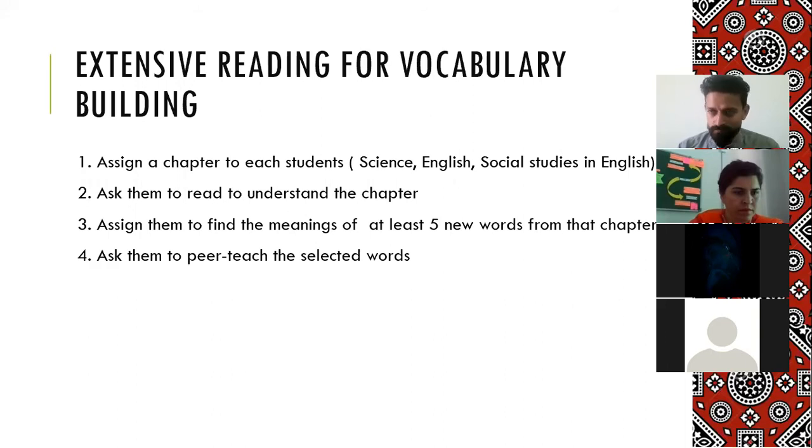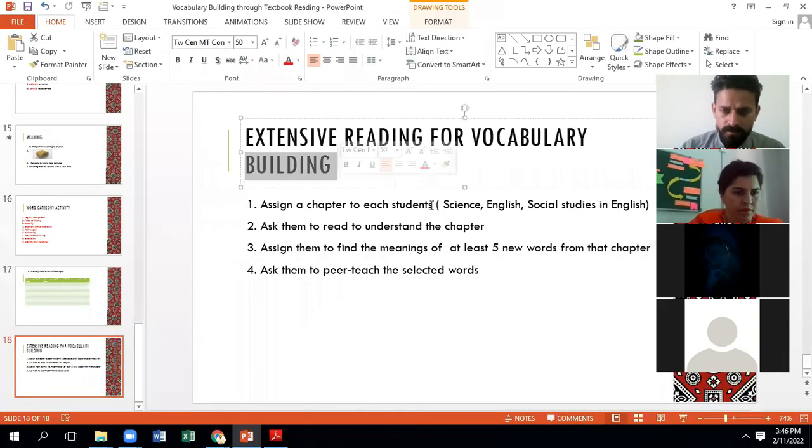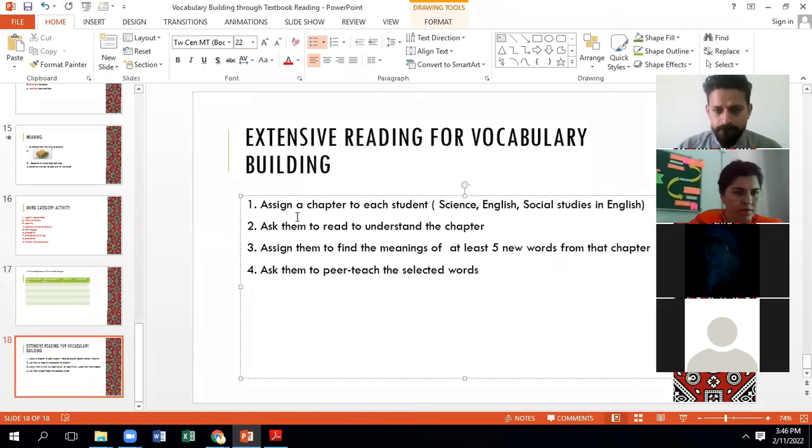Okay, so what are you gonna do with this activity? We need to assign a chapter to each student. Every student gets an assignment from science, English, social studies, or any book in English. Okay, after that, ask them to read to understand the chapter that has been assigned. So if you have given them a chapter from the science book, that is digestive system, ask them to read on their own and follow the KWL.